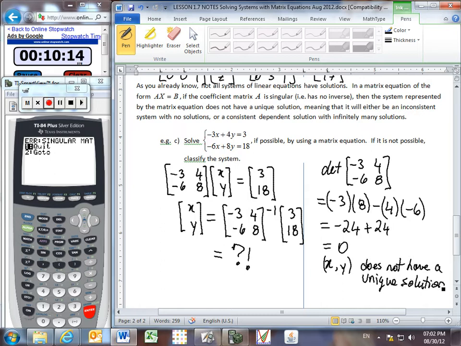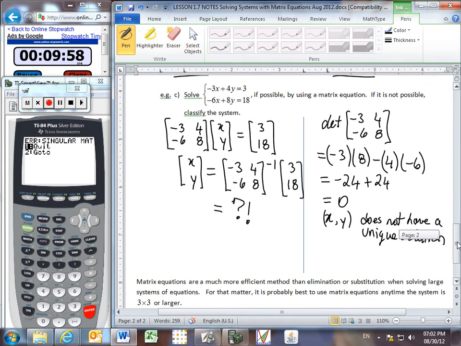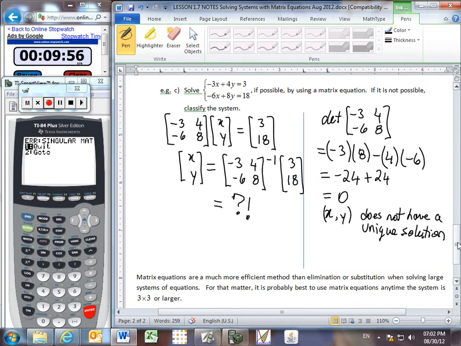So there is no unique solution here for my variables x and y. Well, this means then that it's either an inconsistent system with no solutions, or maybe it's a consistent dependent system with infinitely many solutions. You can imagine that would be coinciding lines. So the question said to solve our matrix equation if possible.